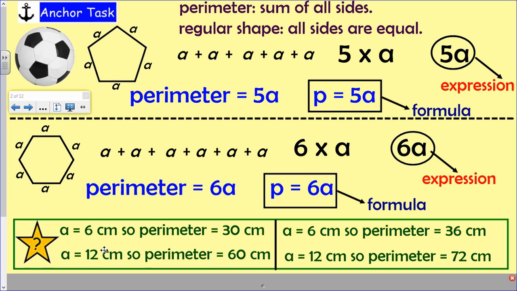Hopefully you've managed to see a connection here. If we double the length of the side, it kind of follows on that we double the perimeter. If we double the length of the side, we double the perimeter.